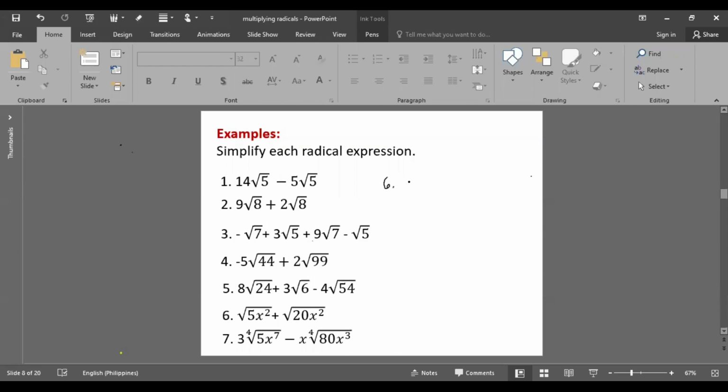Let's have number 6. The square root of 5x squared plus the square root of 20x squared.